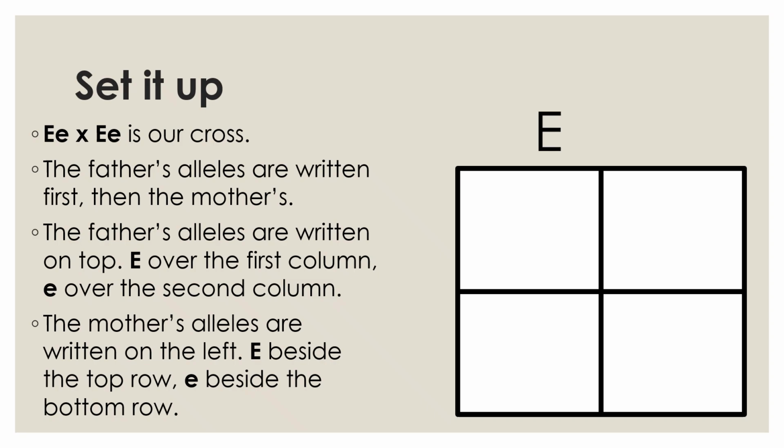The big E is going to be over the left-hand column. The father's little e is arranged over the right-hand column. The mother's big E is arranged to the left of the top row. The mother's little e is arranged to the left of the bottom row.